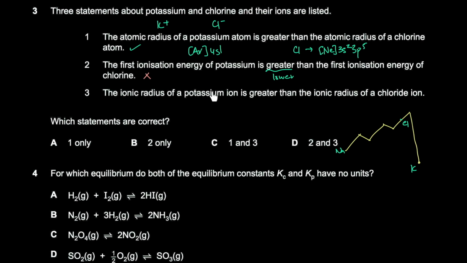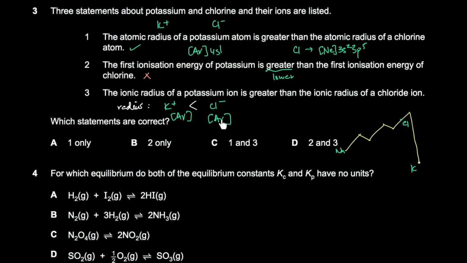And then the ionic radius of a potassium ion is greater than the ionic radius of a chloride ion. Now over here, potassium ions are K+, chloride ions are Cl-. They both have 18 electrons, so they both have the configuration of argon. But because potassium has a greater proton number, greater nuclear charge, that means that the electrons are attracted more strongly to the nucleus. So potassium ions are actually smaller than chloride ions.